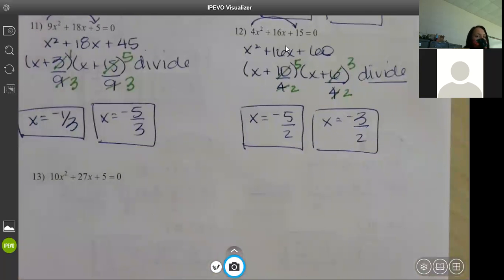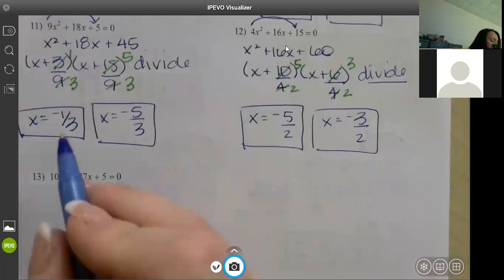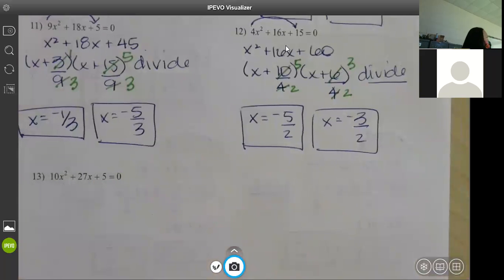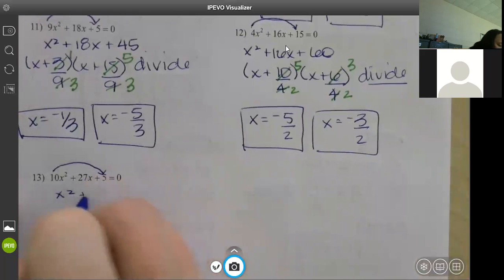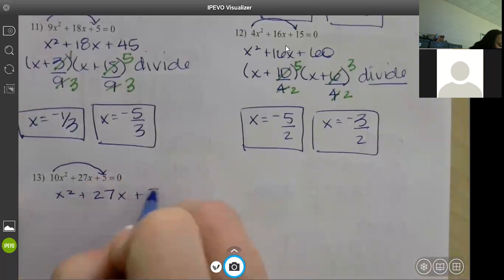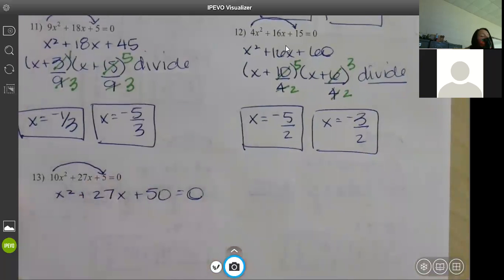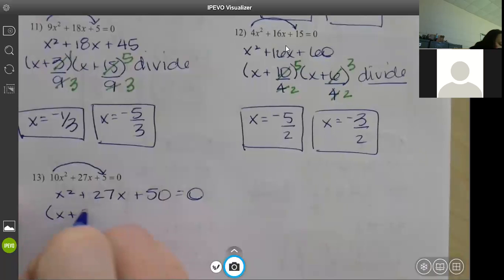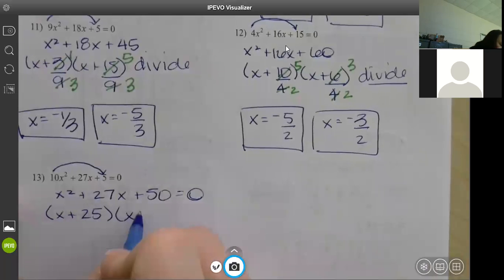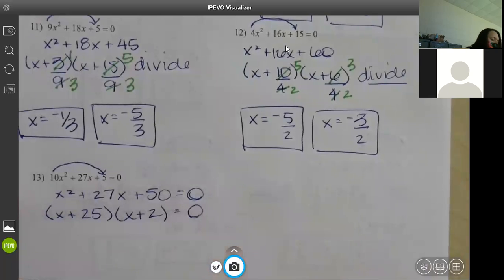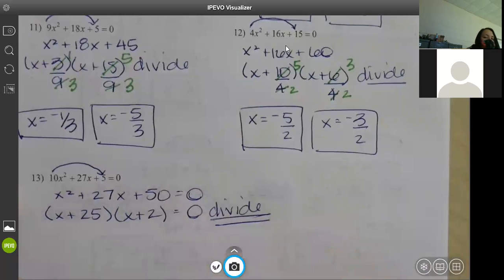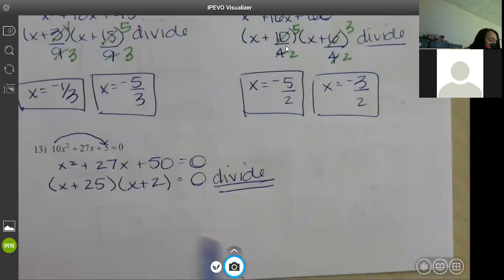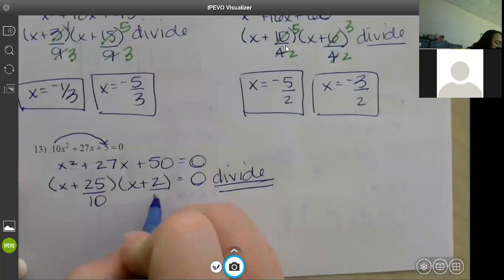And then last one, 10, 27, and 5 have no GCF. Guys, please make sure you watch for GCFs, okay? Slide your 10 over, you get x squared plus 27x plus 50 equals 0. Factors of 50 that add to 27 are 25 and 2. We need to make sure we divide. We're going to divide by 10.